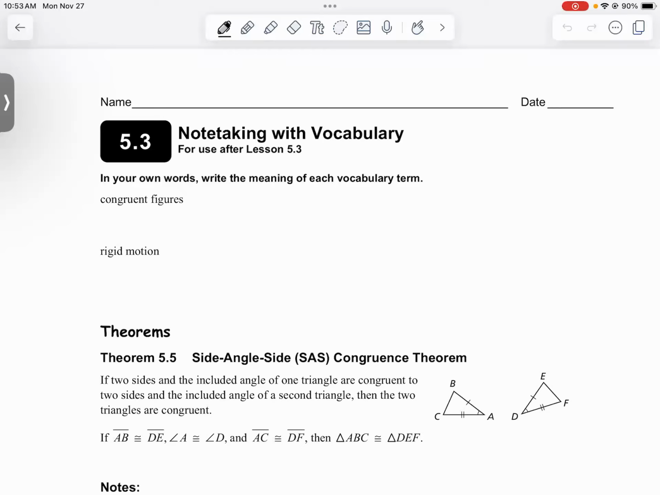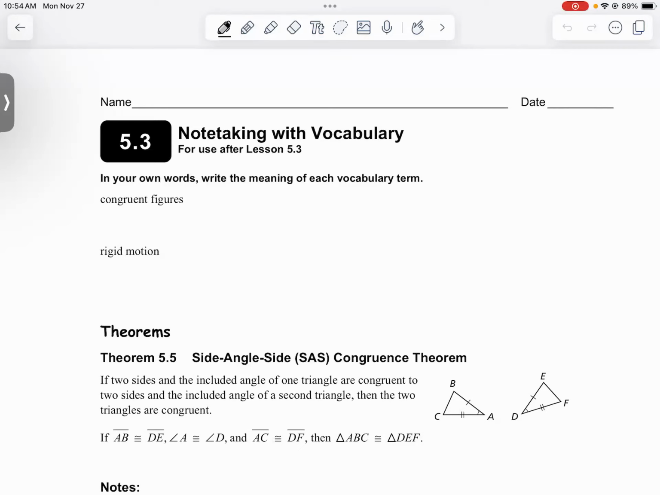Now, we know that if all the corresponding sides are congruent and all of the corresponding angles are congruent, then we have congruent triangles. But over the course of the next few days, we are going to be talking about some shortcuts. What if we know these pieces of information? Then we're still going to be able to know that we have congruent triangles. So let's take a step back.